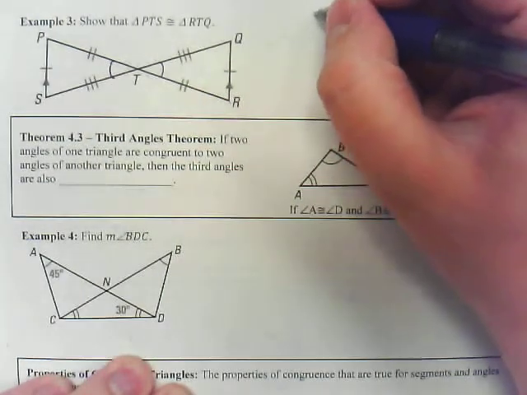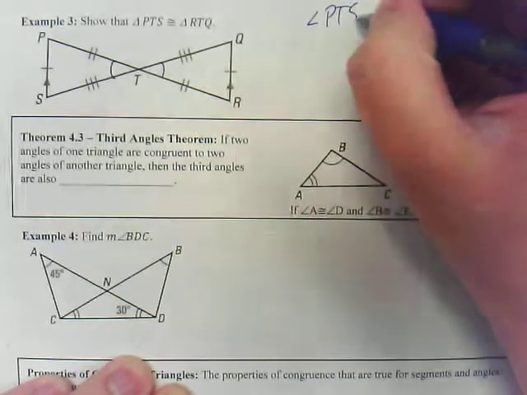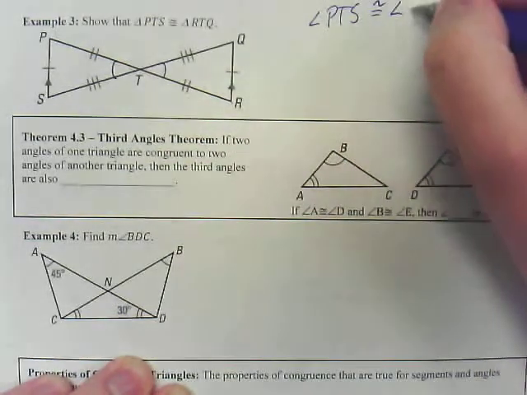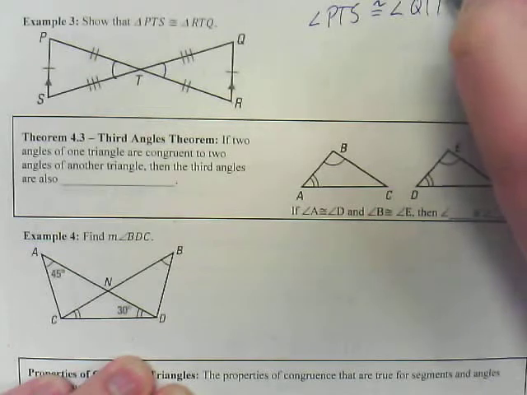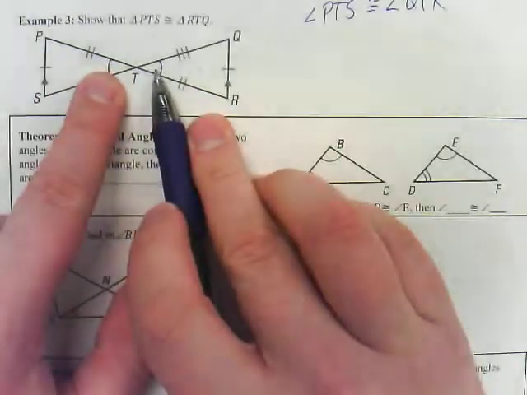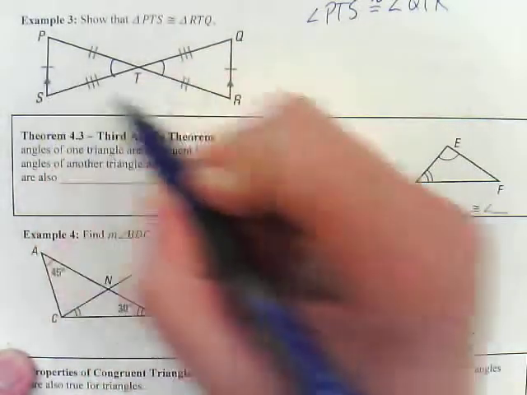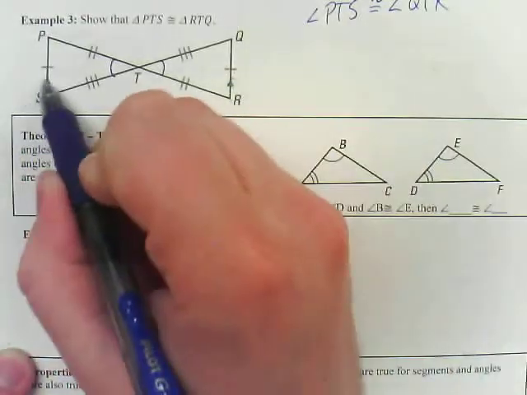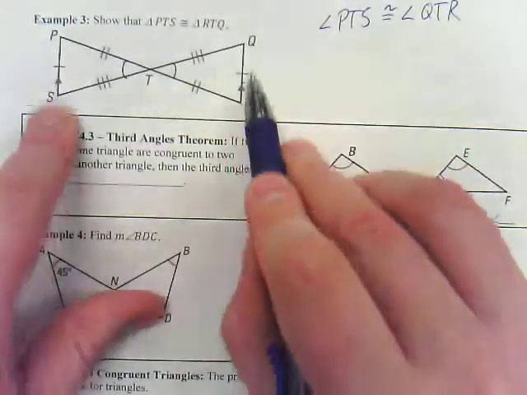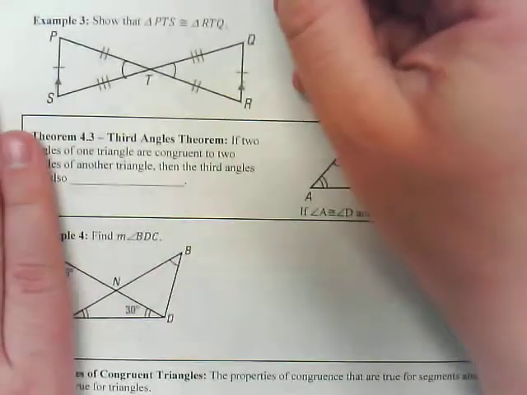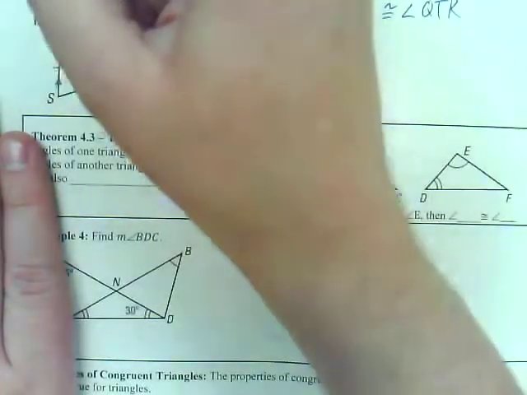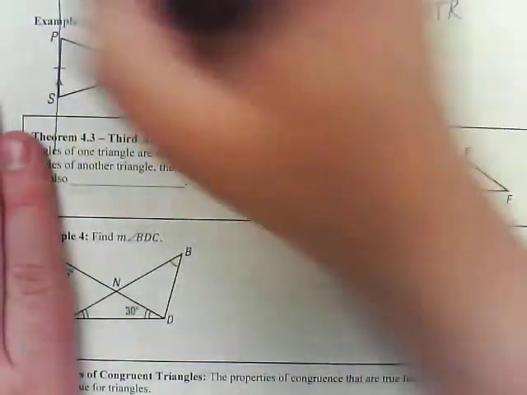So I could say that angle PTS is congruent to angle QTR. Those two angles there are congruent to each other. So that's one set of angles. Now to get the other angles, we're going to have to use these triangles right here. And if you don't remember what these triangles mean, it means that these two lines are parallel to each other.